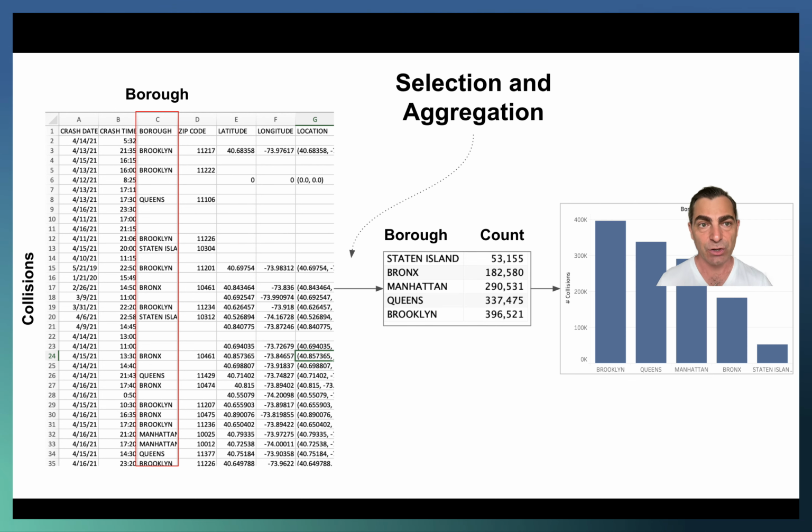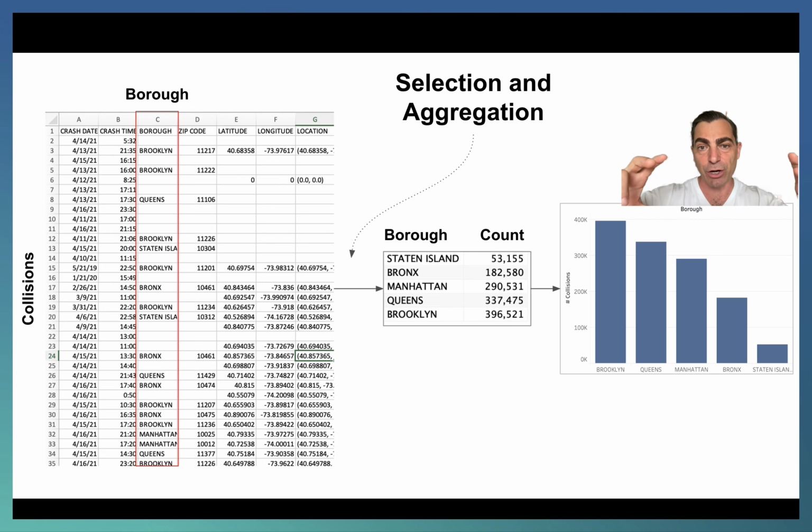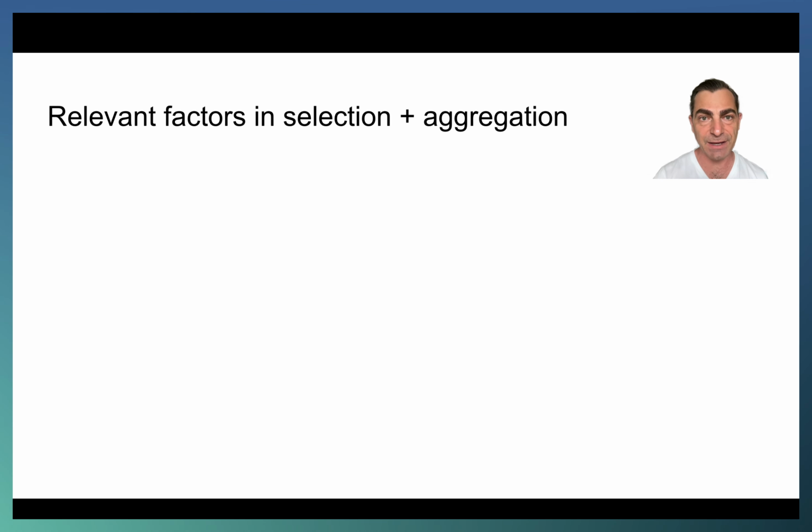In this case, all the rows that have the same borough are aggregated to be part of the same group. And then a summary statistic function is calculated on top of each group to count the number of elements that are within the group to generate the table that you see in the middle. So what are the relevant factors in selection and aggregation?